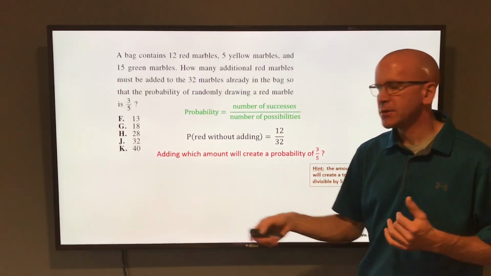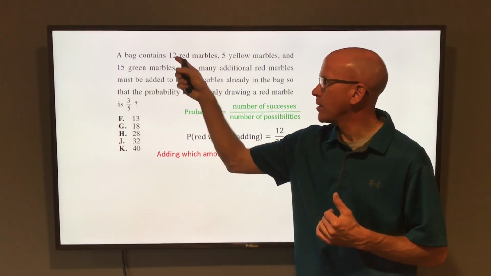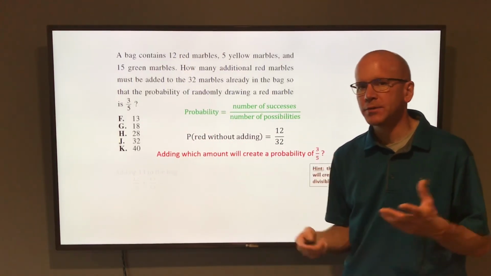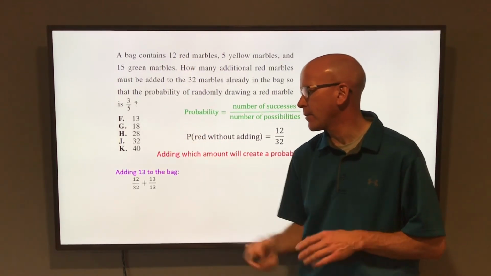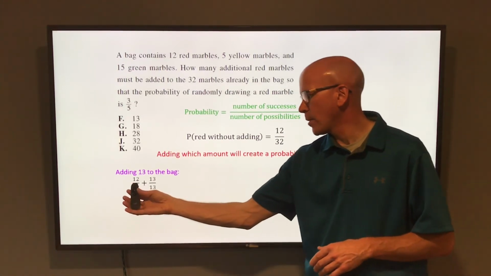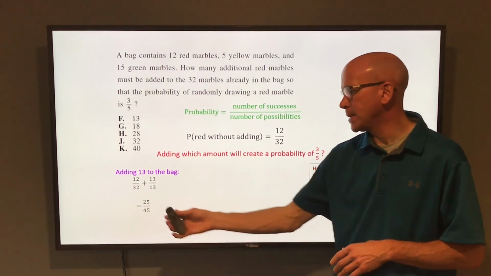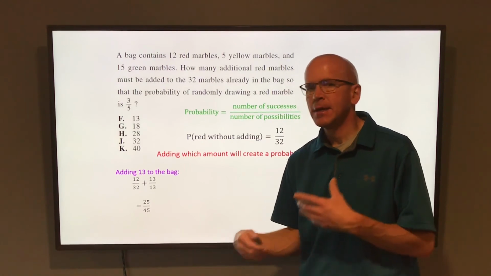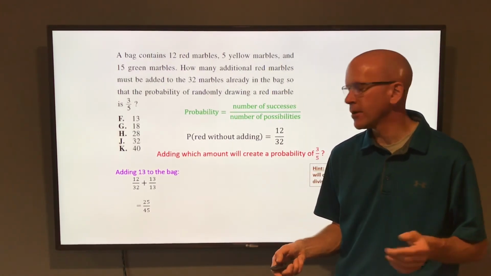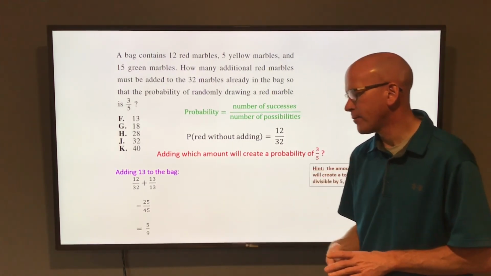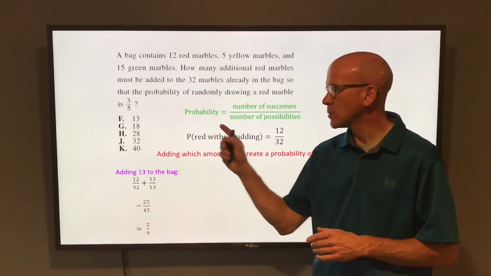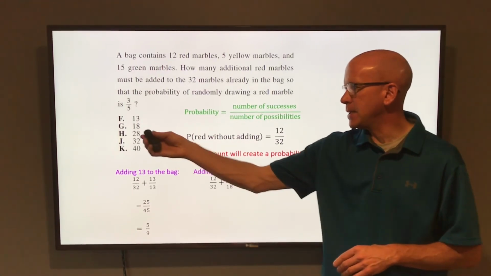So I would go through and I'd just try each one of those. Add 13 onto the red and 13 onto the total and see if it reduces to this 3/5. So if you add 13 onto the red, that's going to be 25. Add 13 onto the total, that's 45. Question is, does that reduce to 3/5? No, it doesn't. 25 out of 45, that reduces to 5/9. So it's not F. Try G, 18.